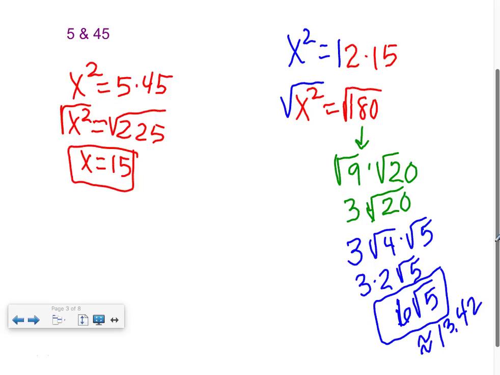So any question where we have to provide an answer like that, with the radical and a decimal, try to do both. There won't be tests on that. We're just trying to practice. Just try to always do both.